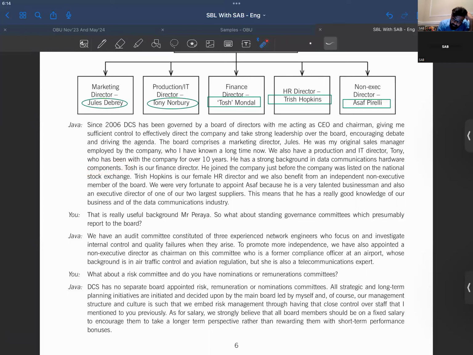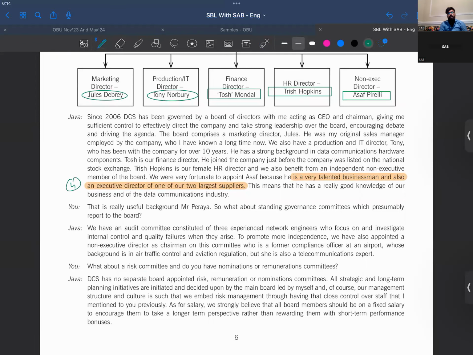And Tosh is our finance director from before the company was listed on the National Stock Exchange. Trish Hopkins is our female HR director, and we benefit from an independent NED. We were fortunate to appoint Asaf because he is a very talented businessman and also an ED of one of our two largest suppliers. So it's also a governance issue: a cross directorship, right? One of our suppliers has an ED of which we have an ED.